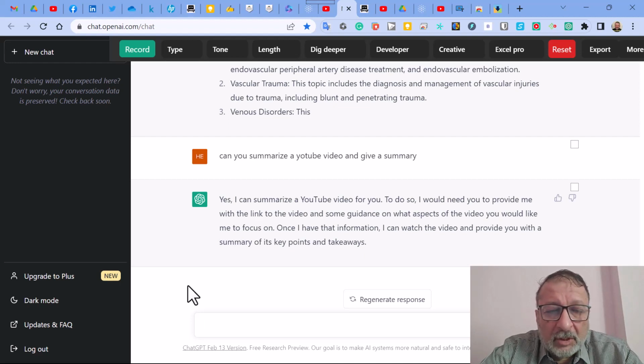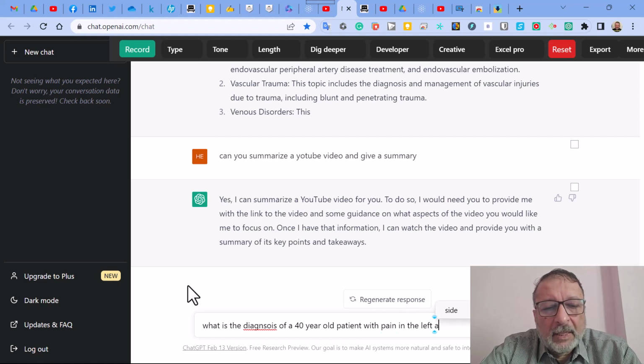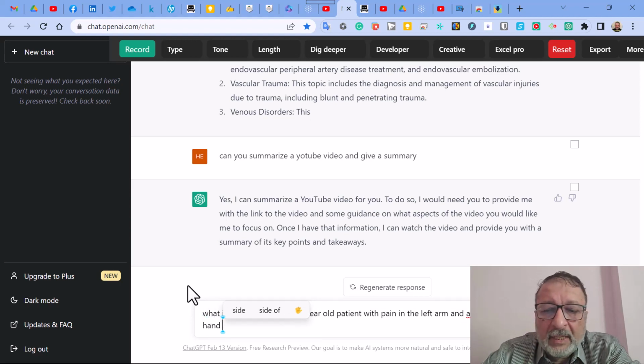It can also give you diagnosis. So if you have a patient, let us say, what is the diagnosis of a 40-year-old patient with pain in the left arm and absent pulse in the left hand. So I'm giving him a simple case, trying to check if he's able to diagnose or not.